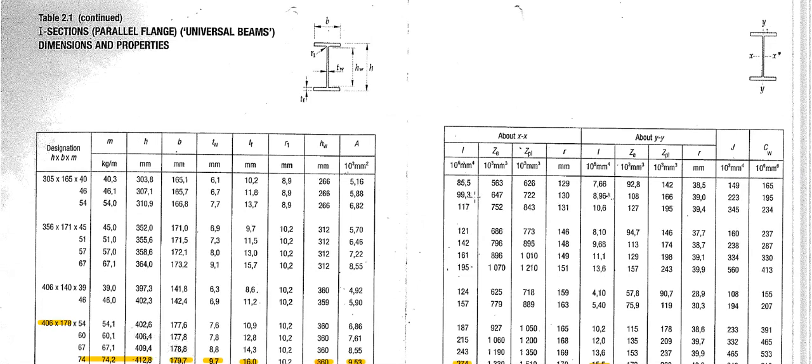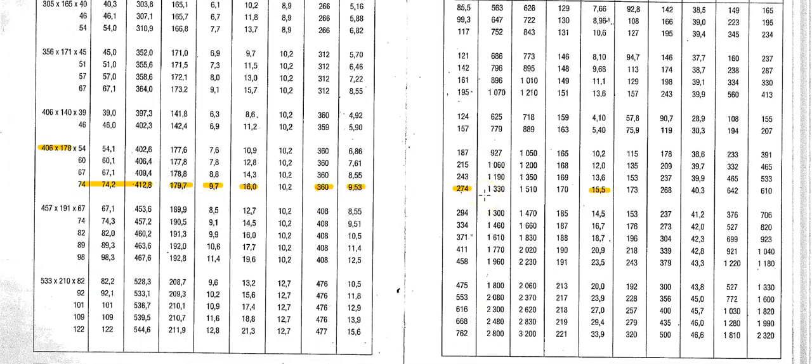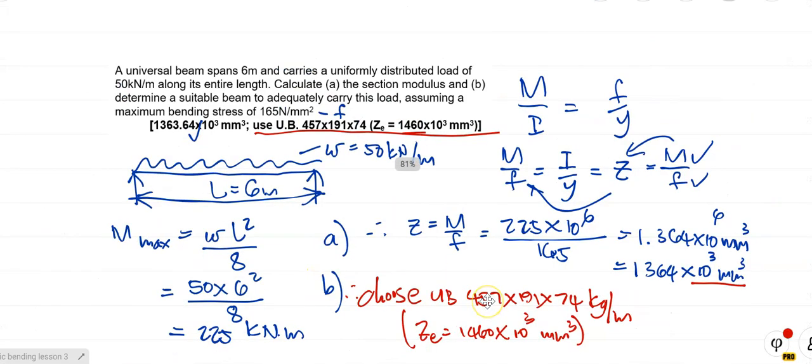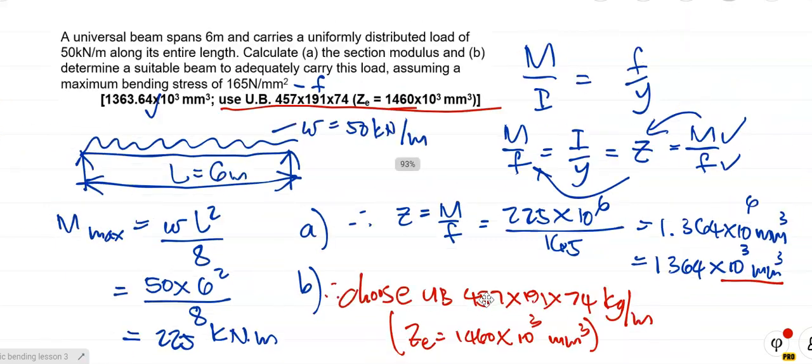We look for about XXZE, and we go down the table, and we look for a value that's equal to or slightly larger than 13464, which happens to be bigger than this but smaller. So we find a section size that's equal to or slightly larger than the one we want, which is a 457 by 191 by 74, which has a value of 1460 times 10 to the power 3 millimeters cubed, and that's the section there which will adequately carry this load over here.